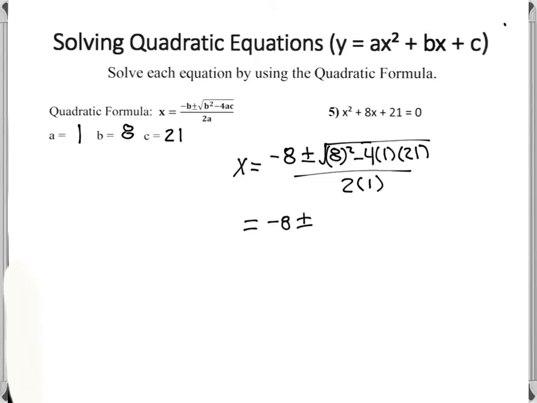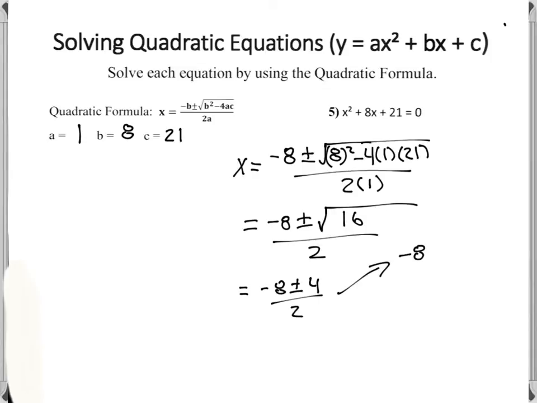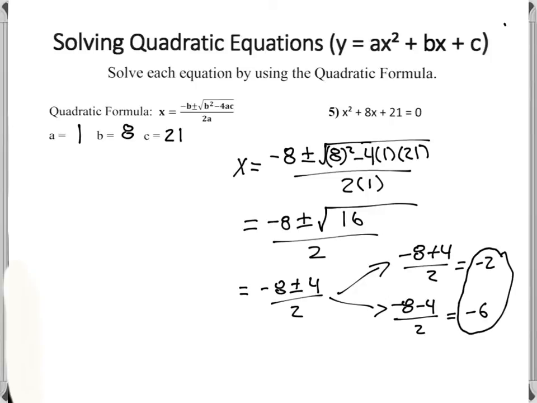Negative 8 plus or minus the square root of 16 over 2. Well, the square root of 16 is just 4. So we end up with negative 8 plus or minus 4 over 2. We're going to break it apart. Negative 8 plus 4 is negative 4, divided by 2 gives us negative 2. Then we have the other half, which is negative 8 minus 4, which is negative 12, divided by 2, which gives us negative 6. So our answers to this one are just negative 2 and negative 6.